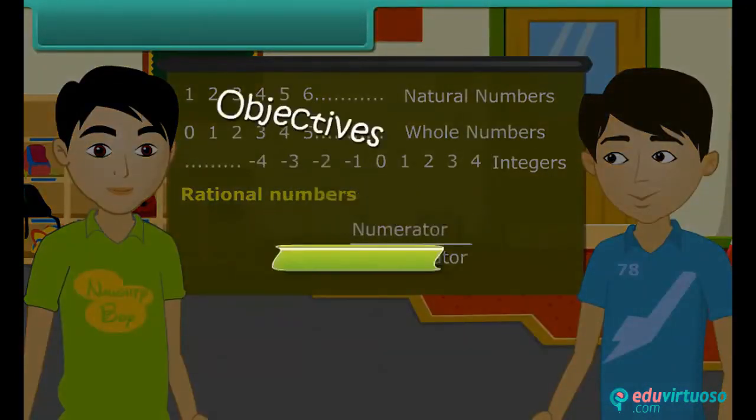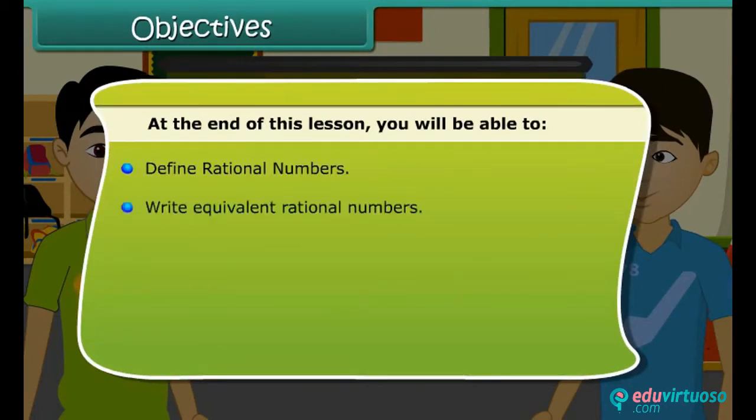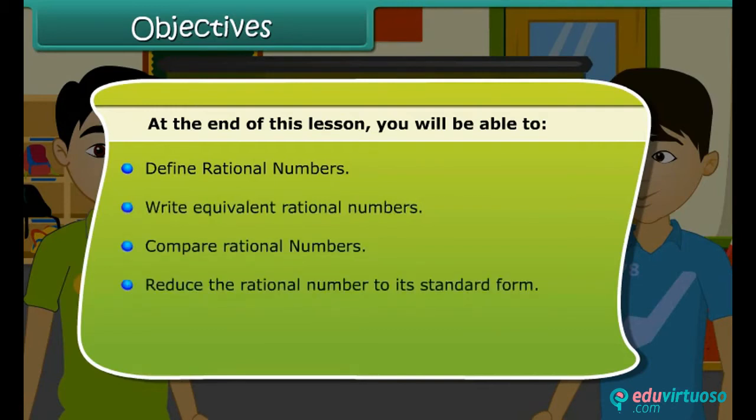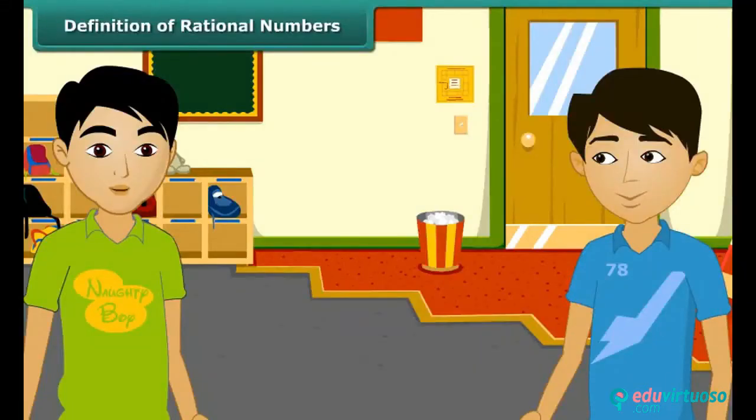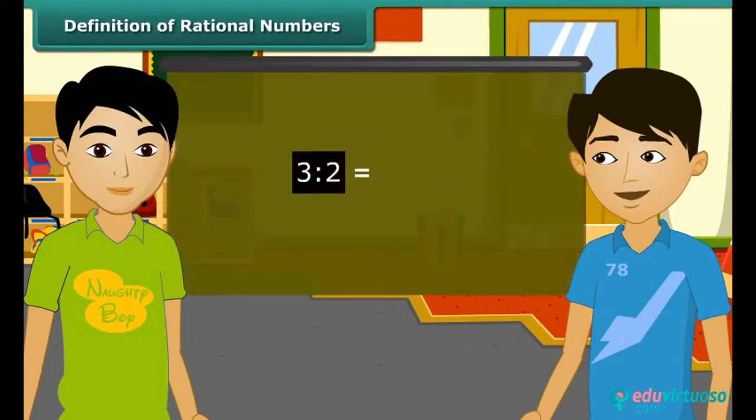Objectives. At the end of this lesson, you'll be able to define rational numbers, write equivalent rational numbers, compare rational numbers, reduce a rational number to its standard form, add, subtract, multiply, and divide rational numbers. The word rational arises from the term ratio. You mean that a ratio like 3:2, which can also be written as 3/2, is a rational number?